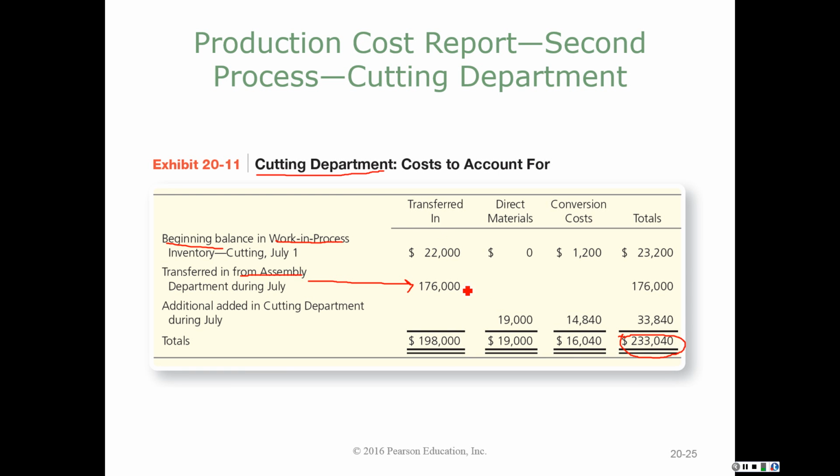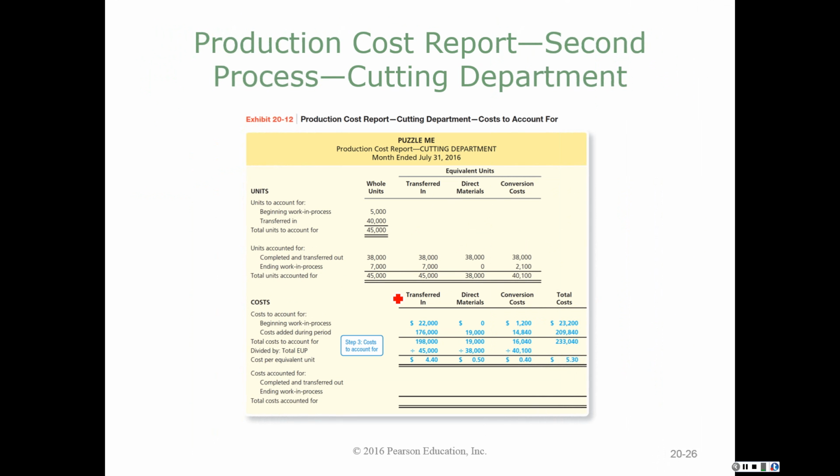Okay, so if we move to the next slide, you can see, once again, we figured out the equivalent units for materials were 38,000. Only those that were completed had their materials. We figured out the equivalent of finished units in conversion cost, the 38,000 that were finished and the 2,100 that were left in work in process. 7,000 of those in work in process, 30% complete, is the equivalent of having 2,100 finished units.